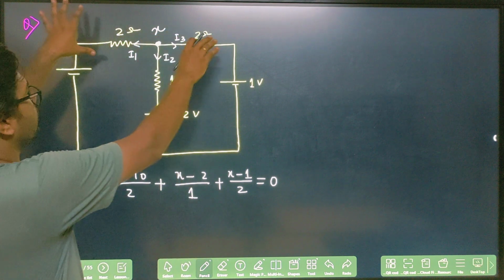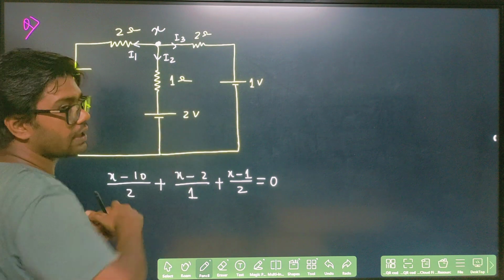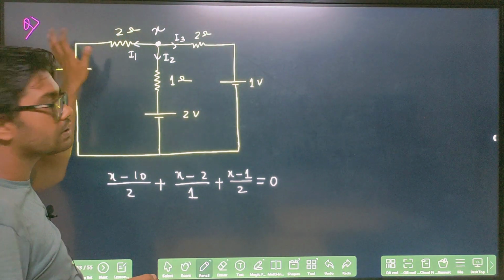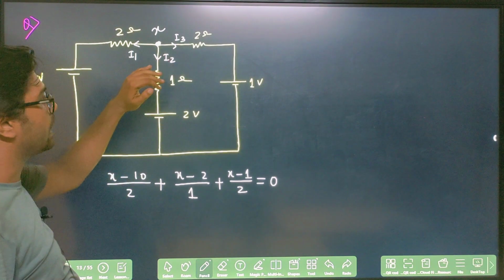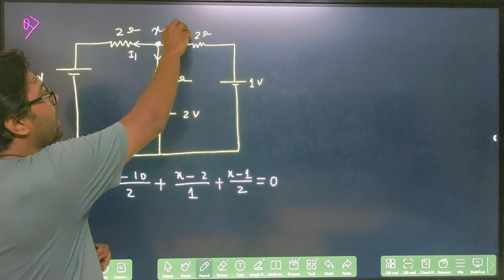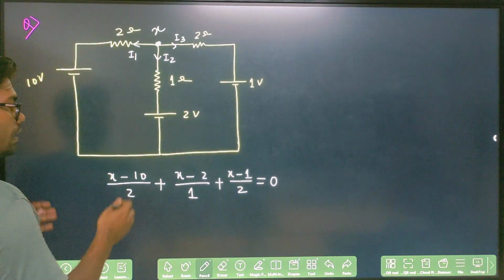Because you imagine this is current flowing I1, here it is I2, here it is I3. After calculation we will see whether this I1 direction is along this direction or the opposite direction, whether this I2 direction is along this direction or the opposite direction, or whether this I3 direction is along this direction or the opposite direction. That thing we have seen, right?